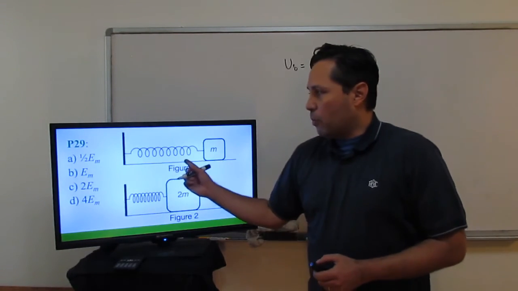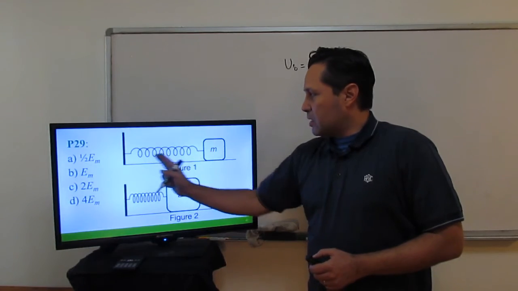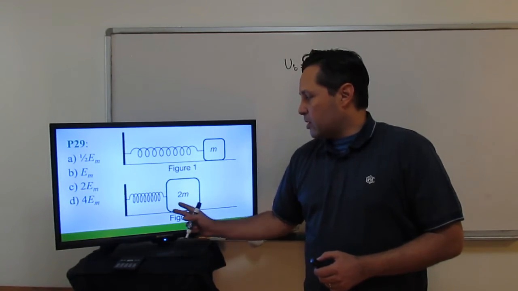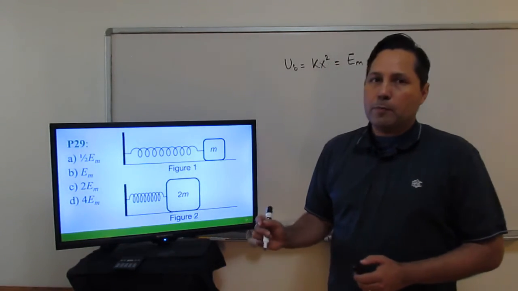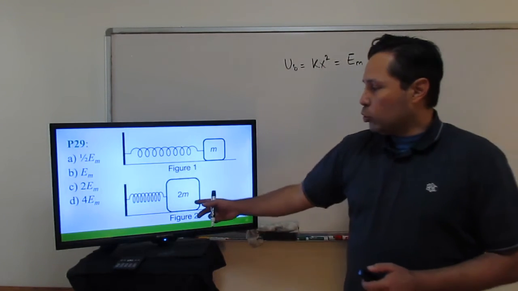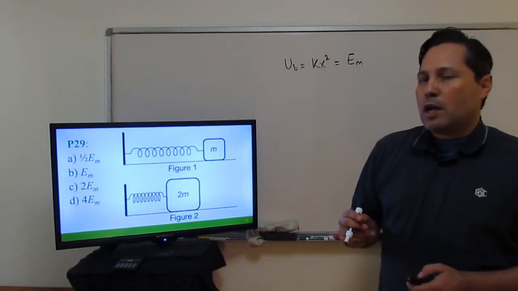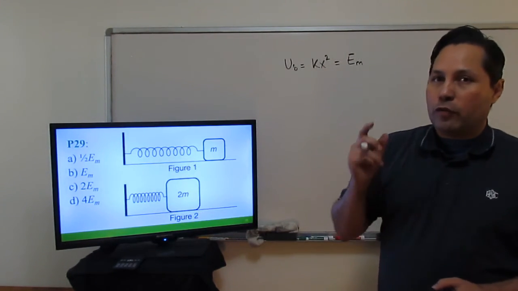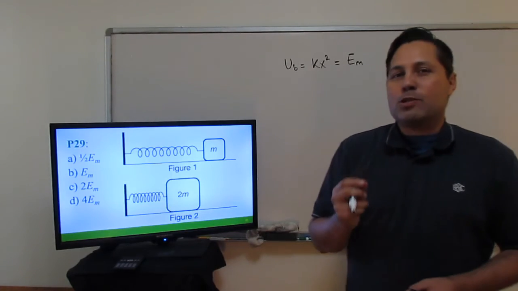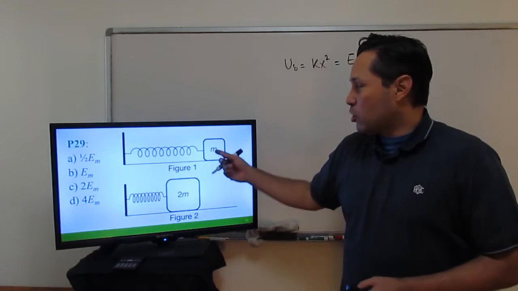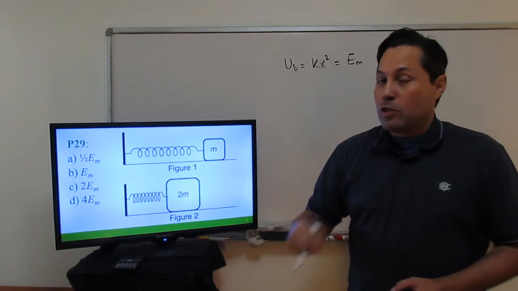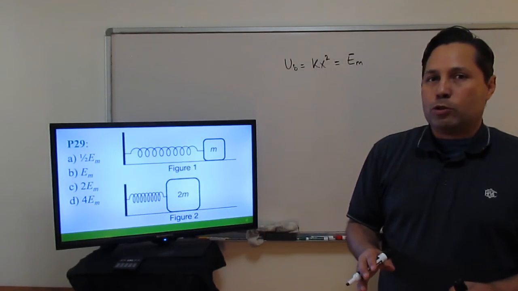So they're going to go ahead and compress it. This one a distance of D, and this one twice as much. They're going to compress it from the equilibrium point. And they also double the mass. So now they're saying, how will that affect the potential energy of the spring? And there's the key, the potential energy of the spring. They're not talking about the block.